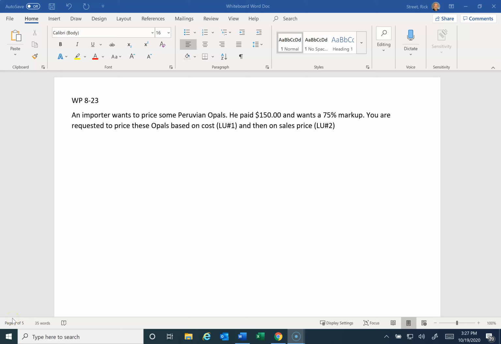Okay, in this exercise, this is word problem 8-23. It's an importer who wants to price some Peruvian opals. He's paid $150 for the batch and wants a 75% markup. You are requested to price these opals based on cost and then on sales price. Now, I'm going to encourage the use of what I would call a table tool.